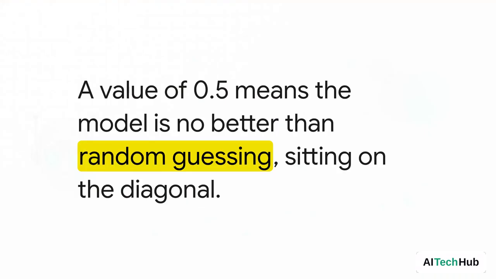Let's break down what those specific numbers actually mean for a model. A value of exactly 0.5, that means the ROC curve sits right on the perfect diagonal. And what does that tell us? Well, it means the model is doing absolutely no better than randomly guessing, literally. Regardless of the threshold you pick, you aren't getting any real predictive value. The true positive rate and the false positive rate are just rising together at the exact same pace.